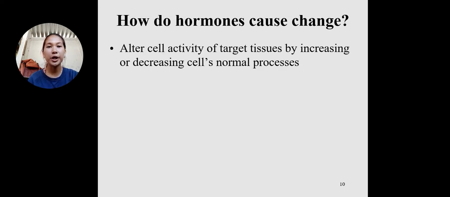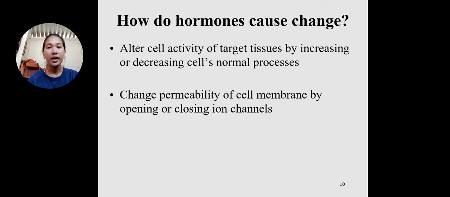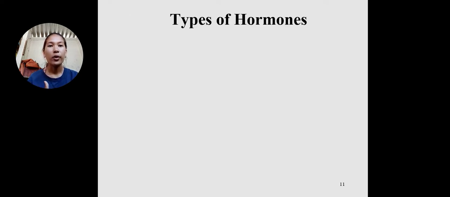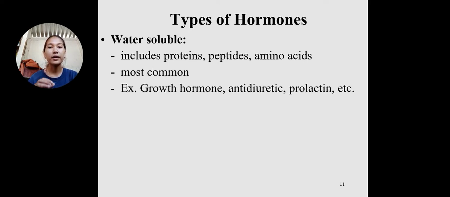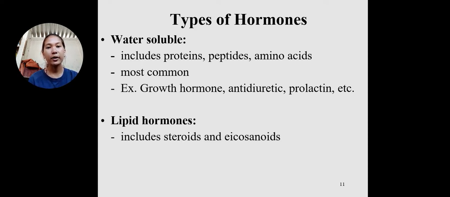So how do hormones cause change? They alter cell activity of target tissues by increasing or decreasing the cell's normal processes. They change the permeability of the cell membrane by opening or closing ion channels, and they cause synthesis of proteins. So, the types of hormones. Water soluble hormones include the proteins, peptides, and amino acids. They are the most common. Examples are growth hormone, antidiuretic hormone, prolactin, and others. The lipid hormones include the steroids and eicosanoids. Examples are LH, FSH, and androgens.